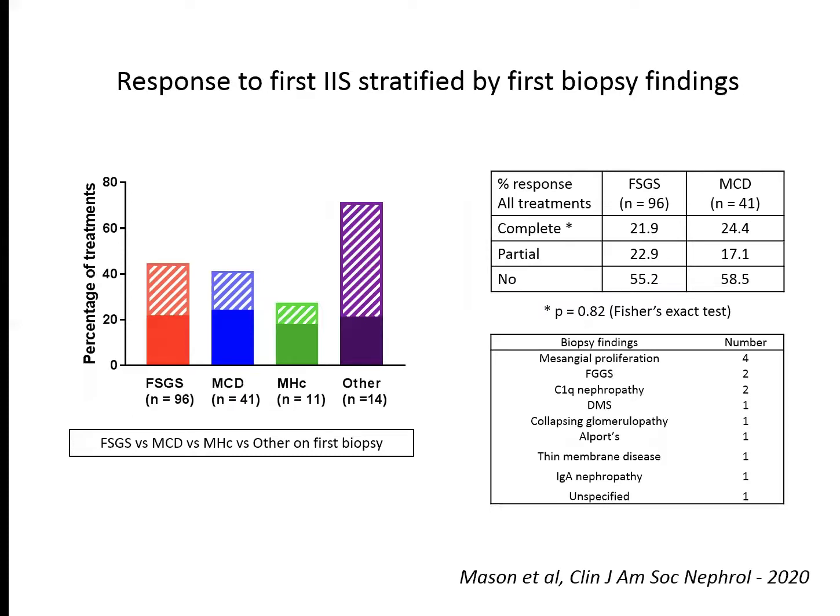And then also it was interesting to see whether biopsy findings can predict your outcome or your response. And what we found, and again, the solid bars are the complete response, is that there's no difference in response according to what your biopsy shows. So particularly the FSGS versus the minimal change disease patients, they both had about a 20% response rate to treatment. Next slide.